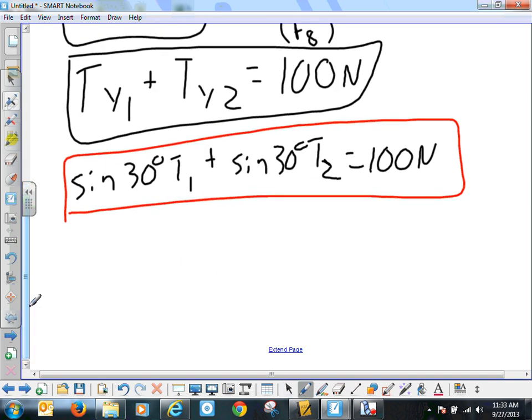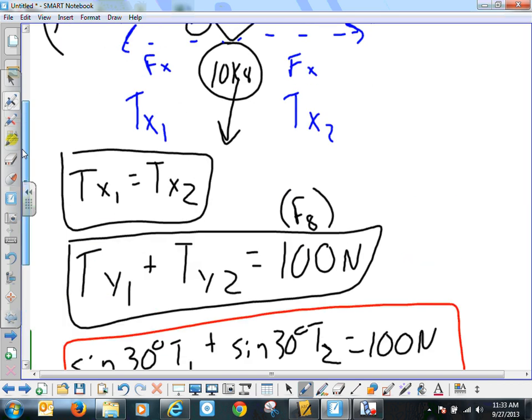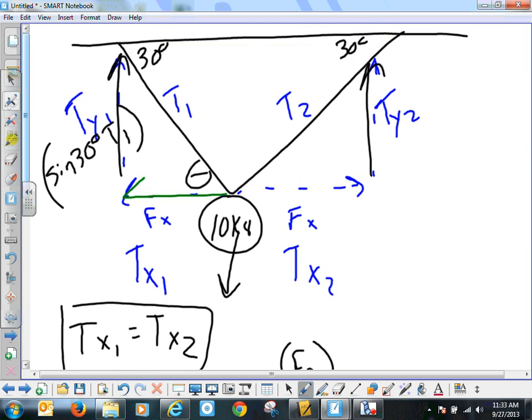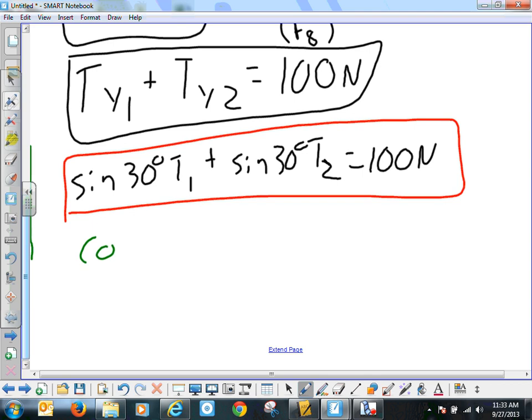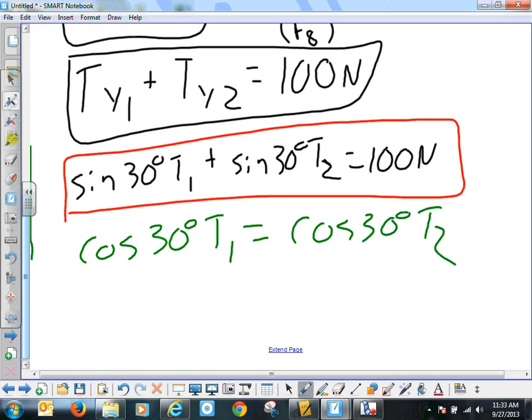We could say, if you look here, Tx1 is what? Cosine 30 T1. Do you agree? And this is going to be cosine 30 T2. So now we can write a formula for that. Cosine 30 T1 equals, this time, cosine 30 T2, right?